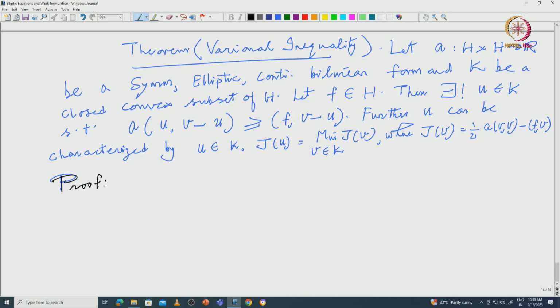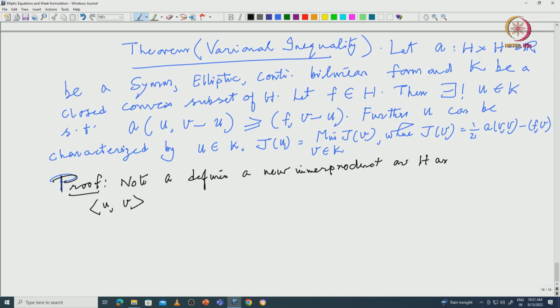So the proof, let me give you the proof quickly. This problem can be converted into a problem of the minimization of the norm, which we have done previously, by redefining the inner product. Because A is a symmetric form, first note A defines a new inner product on H, denoted by inner product of U, V equal to A of U, V. You can verify this. You need symmetry, that is what you have.